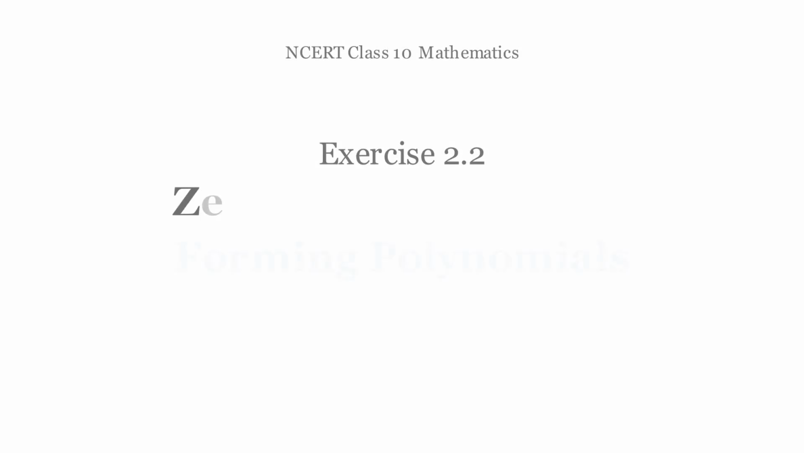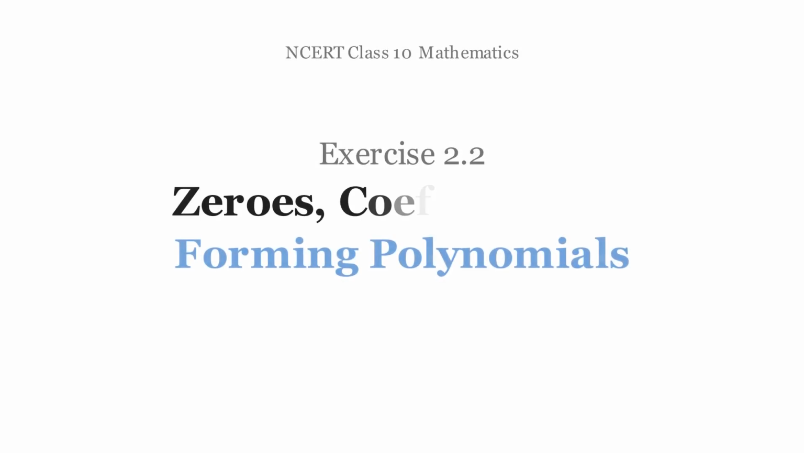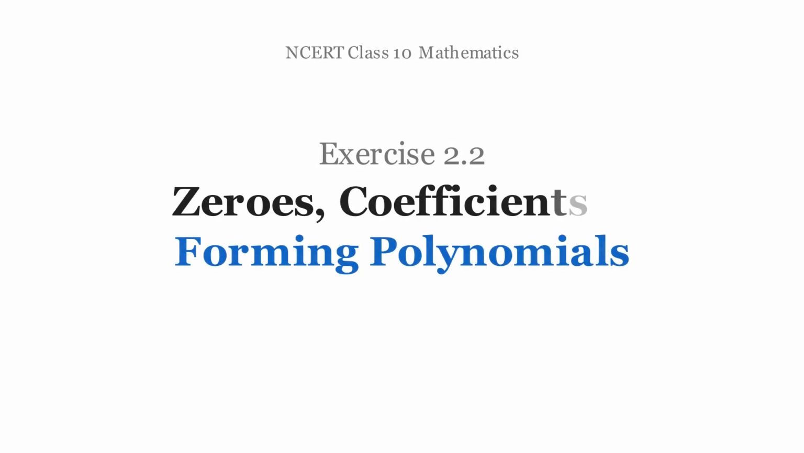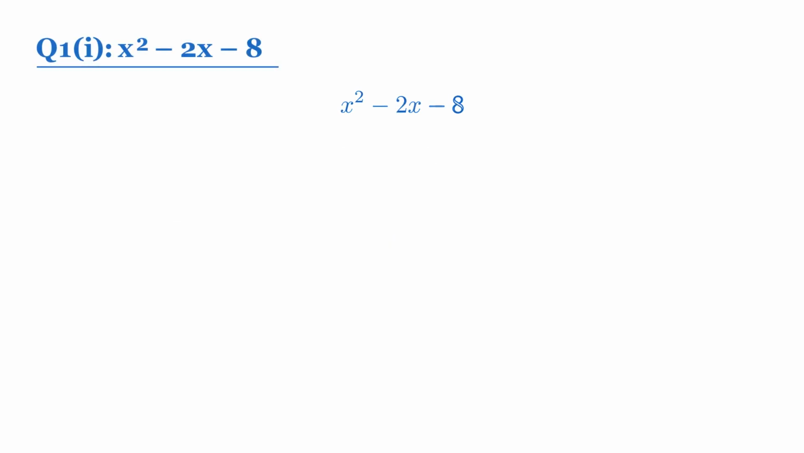Exercise 2.2 has two questions covering zeros and forming polynomials. Question 1 has 6 parts, and question 2 has 6 parts. Question 1, Part 1. x squared minus 2x minus 8.